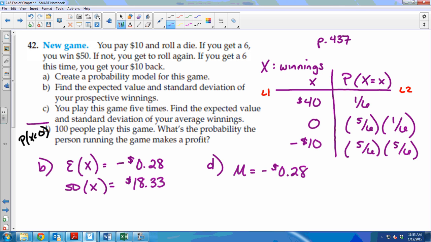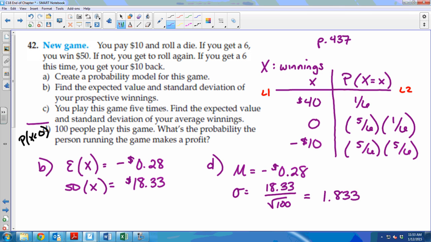What about the standard deviation if 100 people play? Right. 18.33 divided by the square root of 100, which happens to be 10, which makes this nice and neat. It makes it 1.833. Right? Everyone knows where those numbers came from and why we did that. So now we can find the probability, right? But what have we not done?